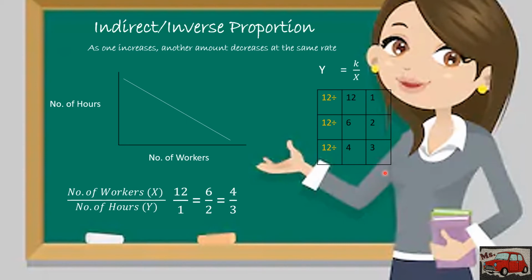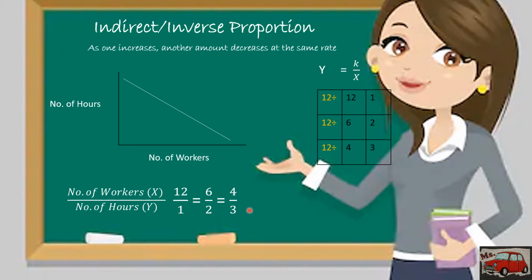So, for us to know or get the number of hours, we can just divide the K or constant of proportionality dun sa number of workers. So, 12 divided by 12, we have 1. 12 divided by 6, that is 2. 12 divided by 4, that is 3. So, ito lang yung number of workers or number of hours natin.